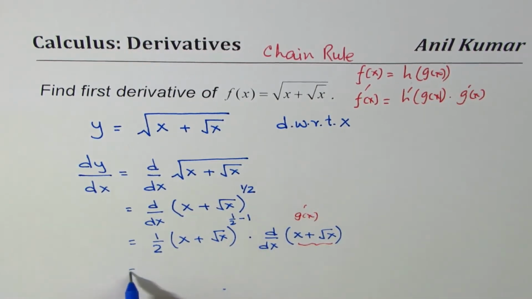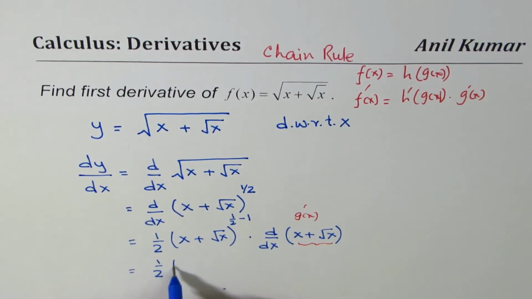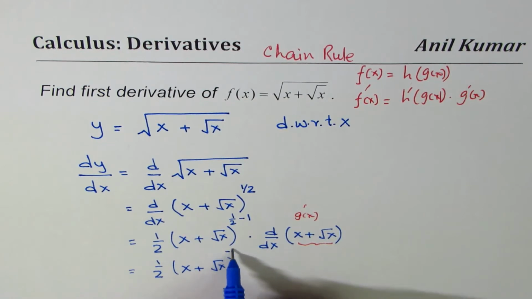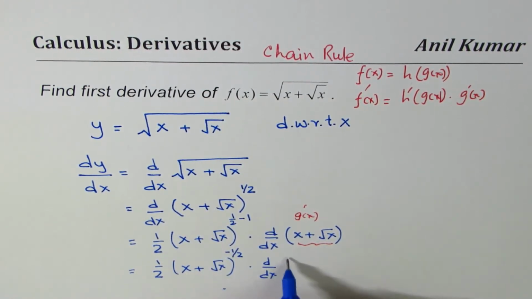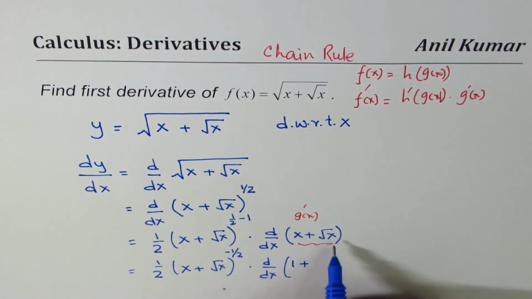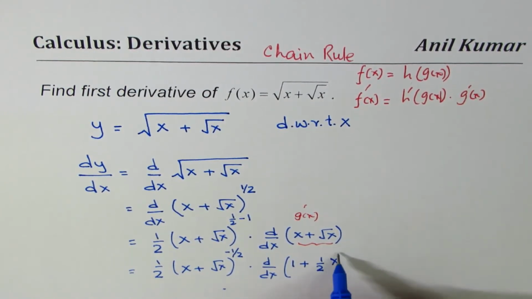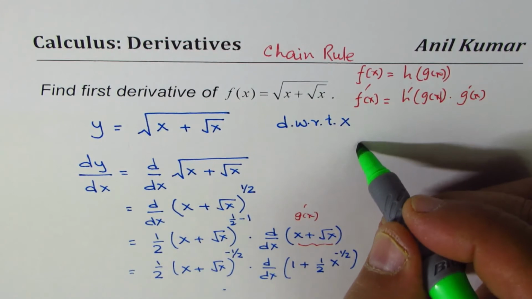Now let's continue to simplify. So we have this as to the power of minus half, right? Let me write this as x plus square root x to the power of minus half, and then d dx of x plus square root x. Derivative of x is 1 plus this is x to the power of half, so we get 1 over 2 times x to the power of minus half, correct? Okay, so let's take it to the right side and then we'll try to simplify it.